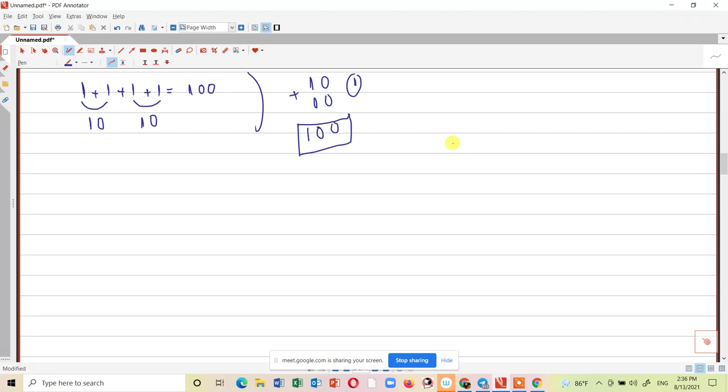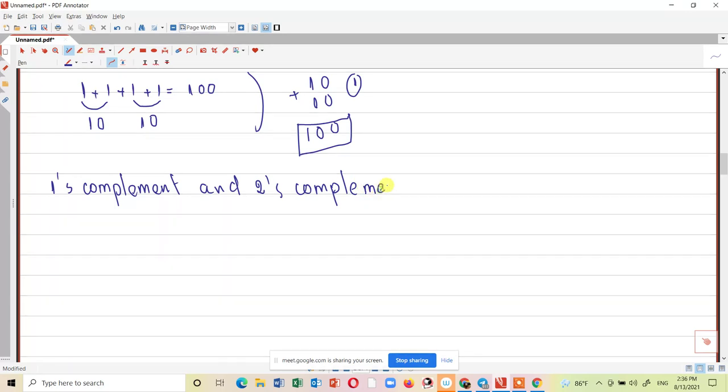Okay. Now I go to the last question you asked me about 1's complement and 2's complement, and the last example. You don't know where I got this from. Now I just talk about the 1's complement and 2's complement. So before we start this one, I will make a table of 1's complement and 2's complement.